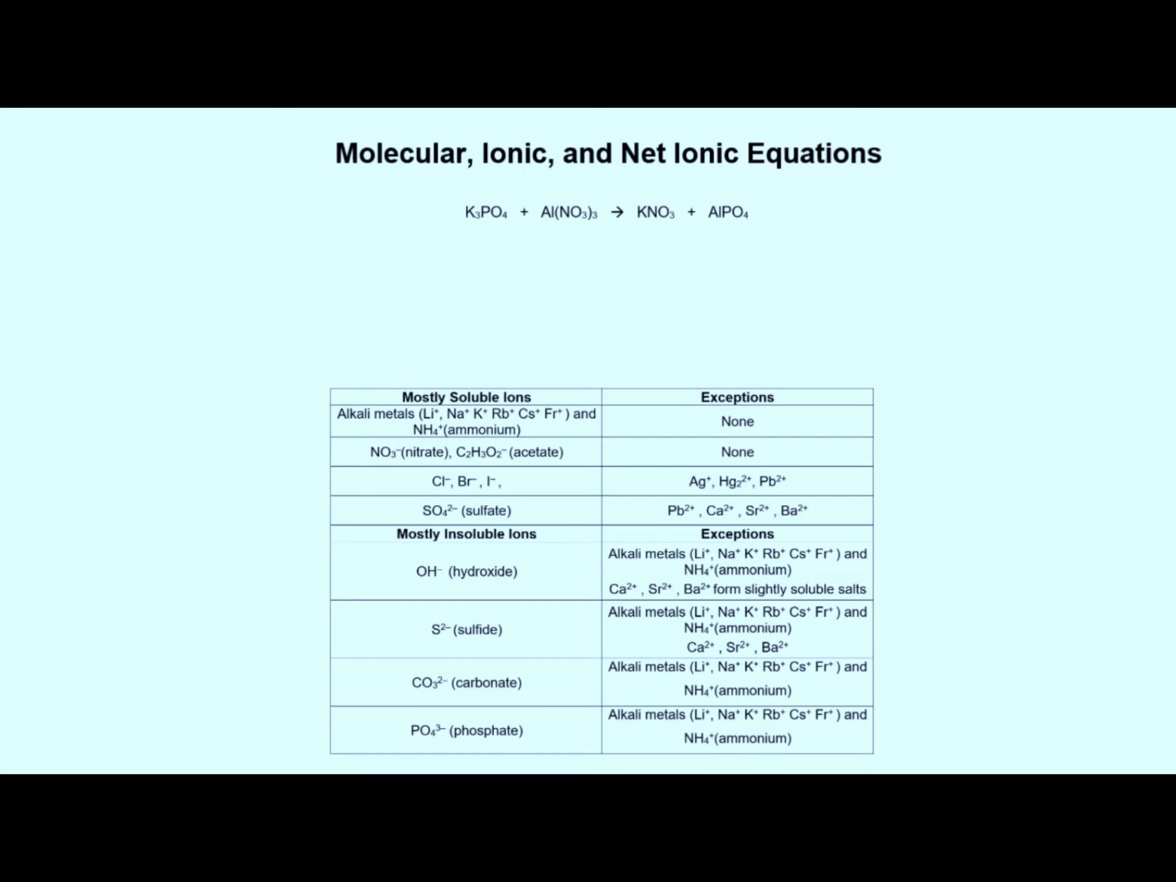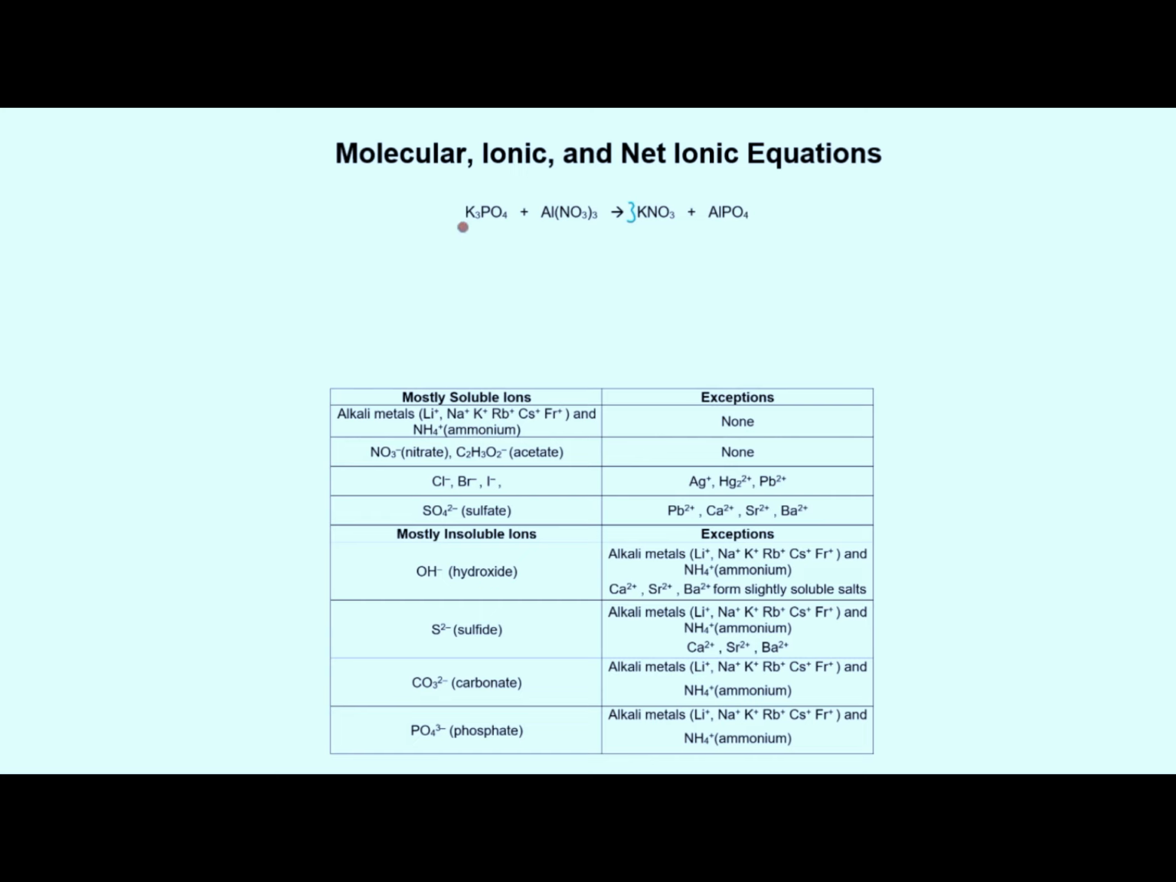It's not even balanced. So before we do anything, let's go ahead and balance this equation. So I know I'm going to need a 3 here for balancing my potassiums, and that actually balances my nitrates and phosphates, and aluminums are good. Okay, so at least it was an easy balance. Now let's determine which salts are soluble and which salts are insoluble.